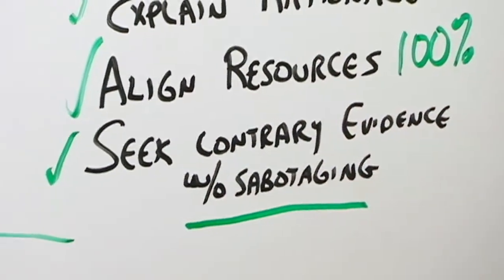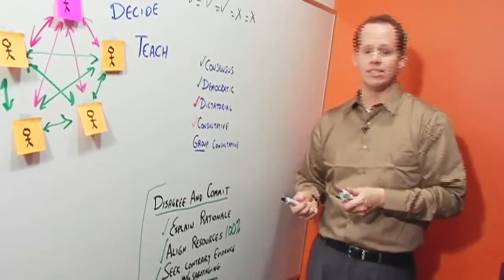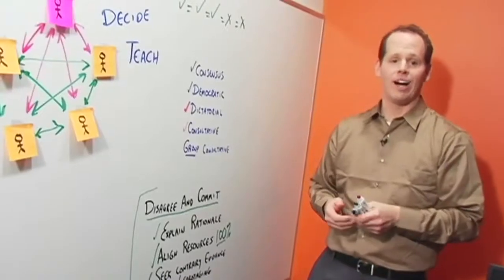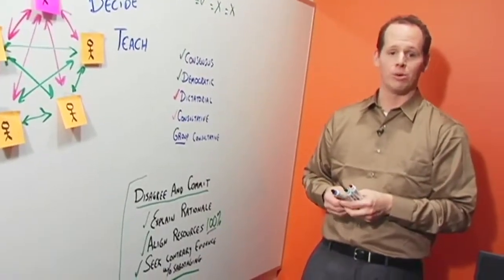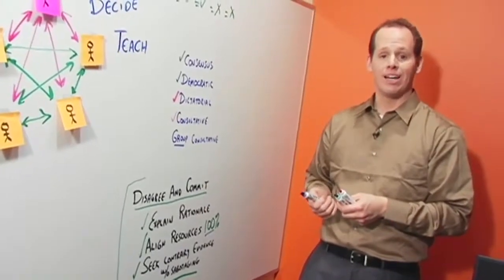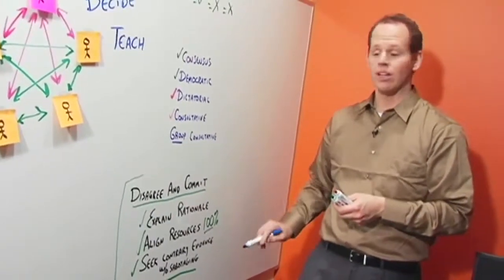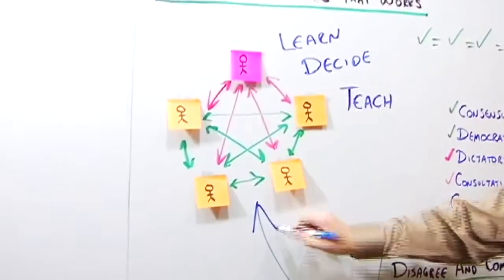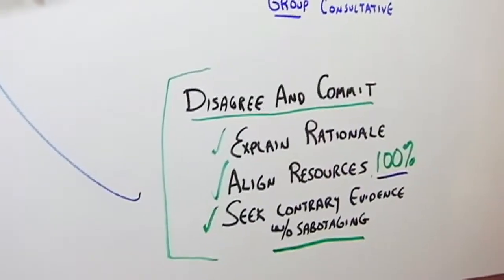Now that's an odd balance. Why would you want to do that? The reason is, although you're implementing the decision 100%, you're continuing to file away contrary evidence that might not support it, putting it in a file quietly. Why? If the decision works out, you take that file and you throw it away. But if the decision doesn't work out, then you can bring that contrary evidence back to the group. And in the next decision-making process, you'll have that much more information.